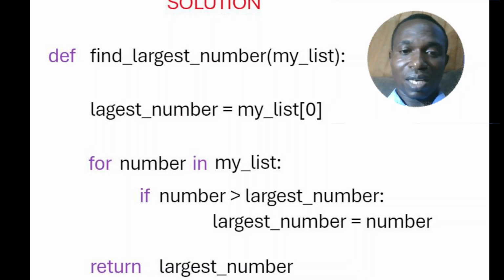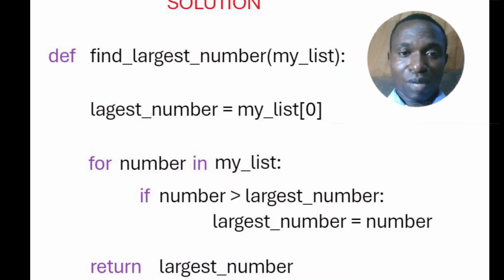Then I now return the largest number. So let me take this again. We started with the def keyword, and we type the name of our function. Here we say find largest number is the name of this particular function that I want to write, and we supply my list as the argument, and we end it with a colon.